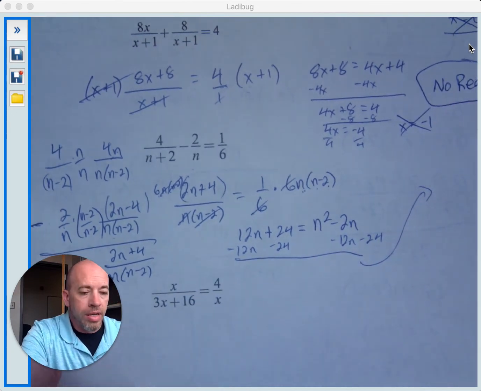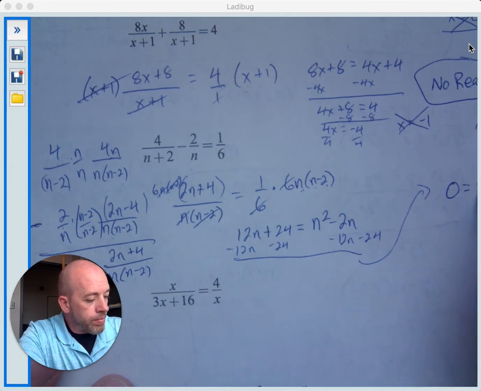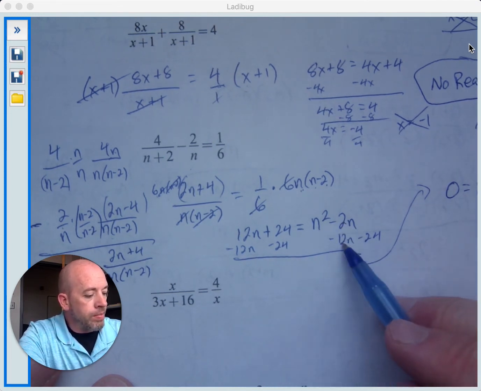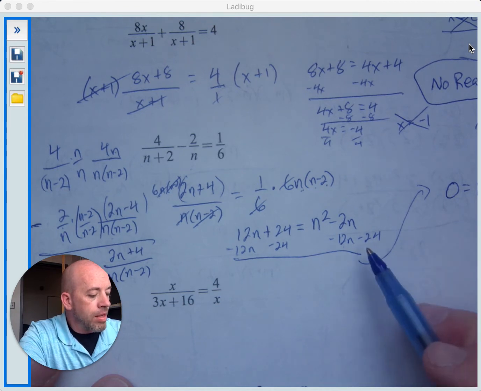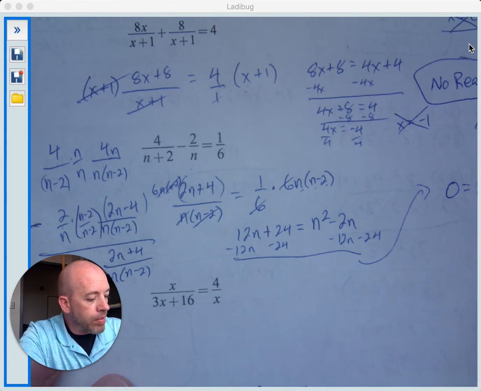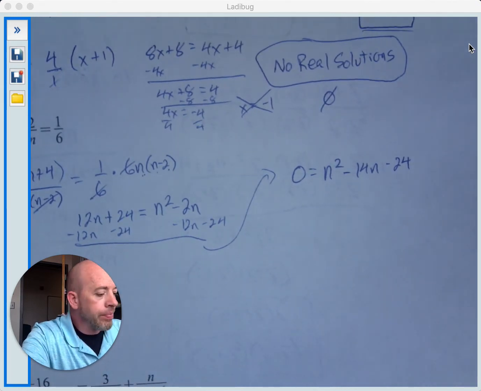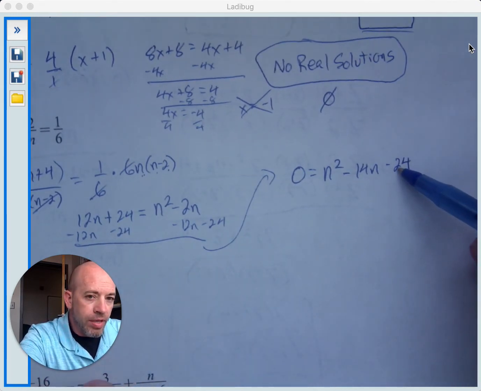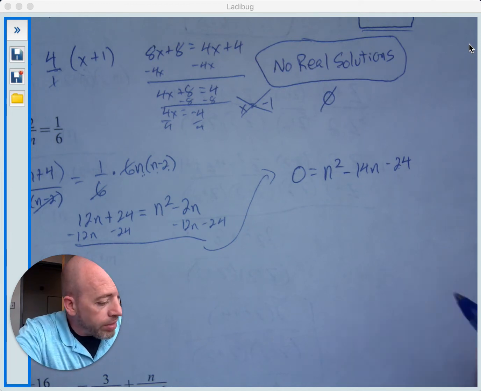Let's see, so I have a 0 on the left then. We have n squared. Minus 2n minus 12n is minus 14n. And then I have my minus 24. I'm going to see if I can factor that. Okay, so we need two factors of negative 24 that add up to negative 14. So factors of 24, let's see, 1 and 24, that's not going to work. 2 and 12, that will probably work, right, somehow.